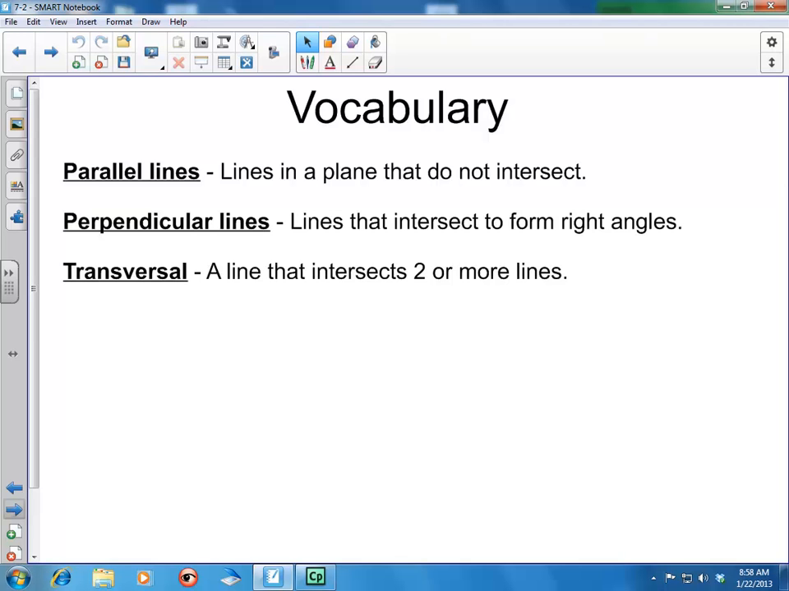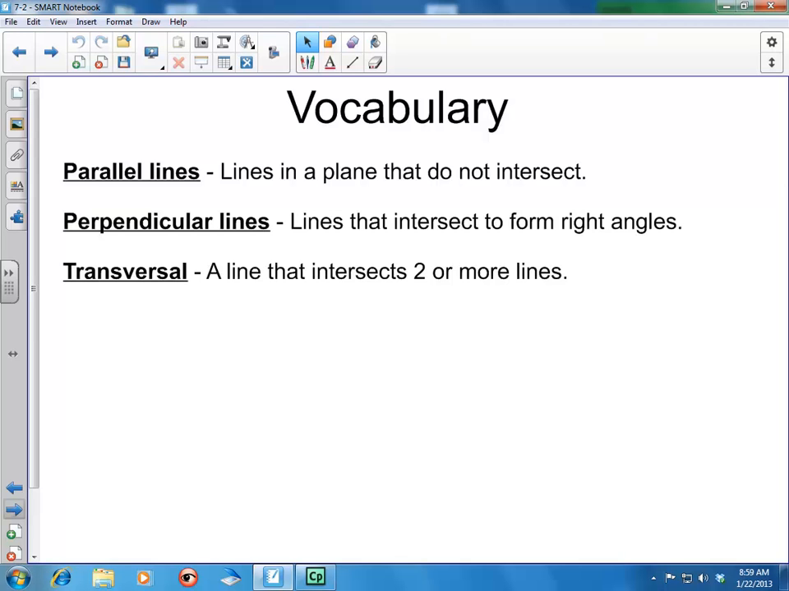The first one is parallel lines. Those are lines in a plane that do not intersect. Perpendicular lines are lines that intersect to form right angles. Okay, and the last one is a transversal. A transversal is a line that intersects two or more lines.